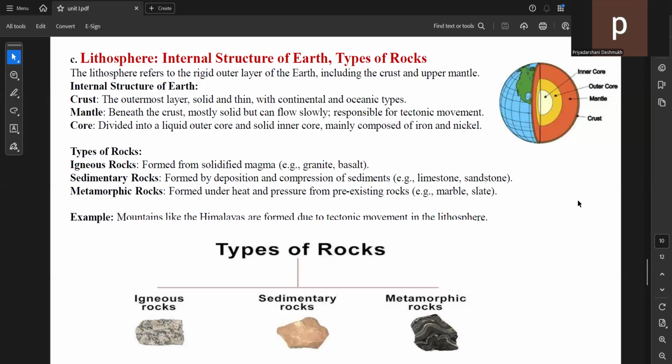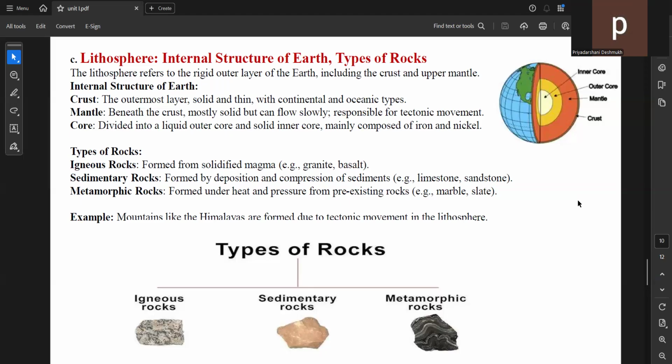The crust is the outermost layer, solid and thin, with continental and oceanic types. Mantle, beneath the crust, is mostly solid but can flow slowly, responsible for tectonic movement. And the last is the core. The core is divided into a liquid outer core and a solid inner core, mainly composed of iron and nickel.